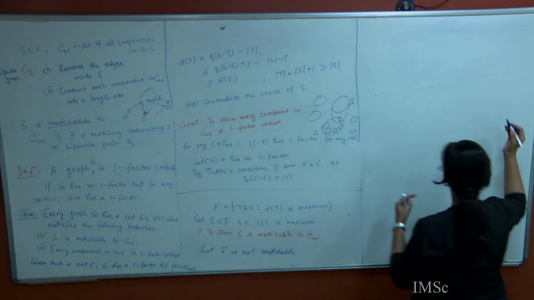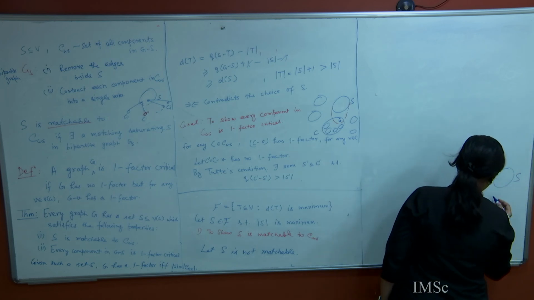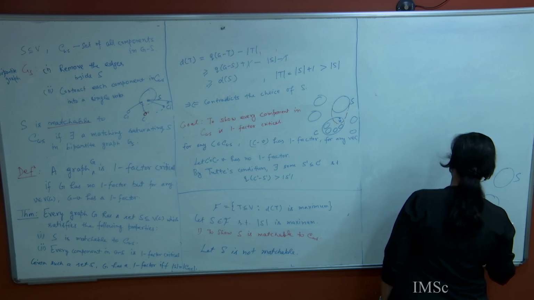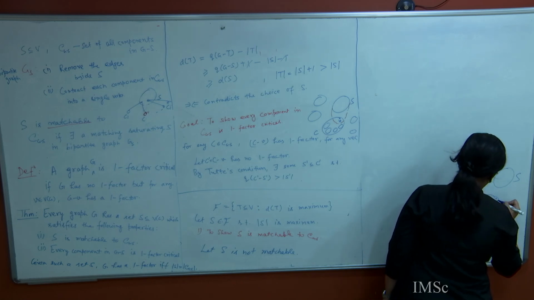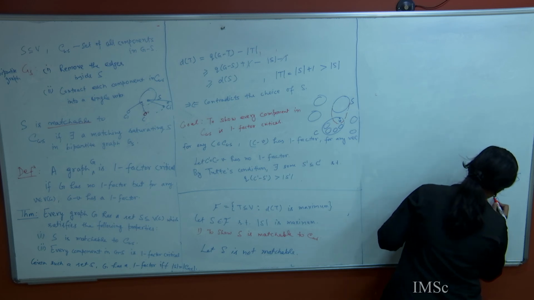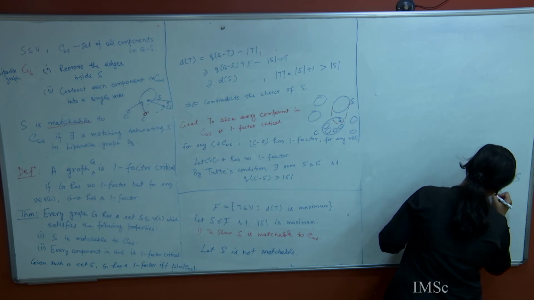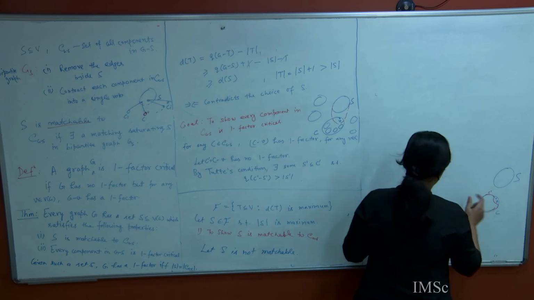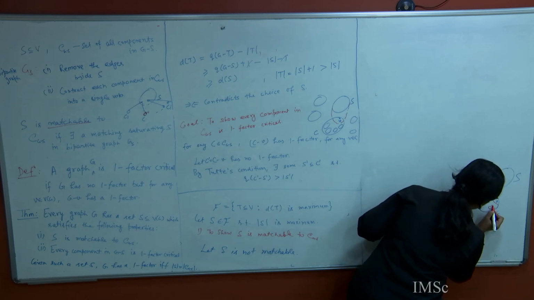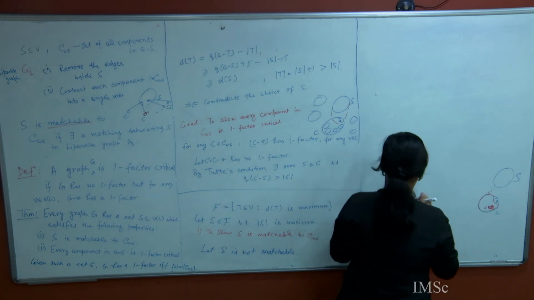Okay, so let's see how it is. We have this S, we have picked some component C. We are saying, let's pick one vertex V, and this is my new C prime. Now there exists some subset of C prime which fails Tutte's condition. Okay, I have something like this.